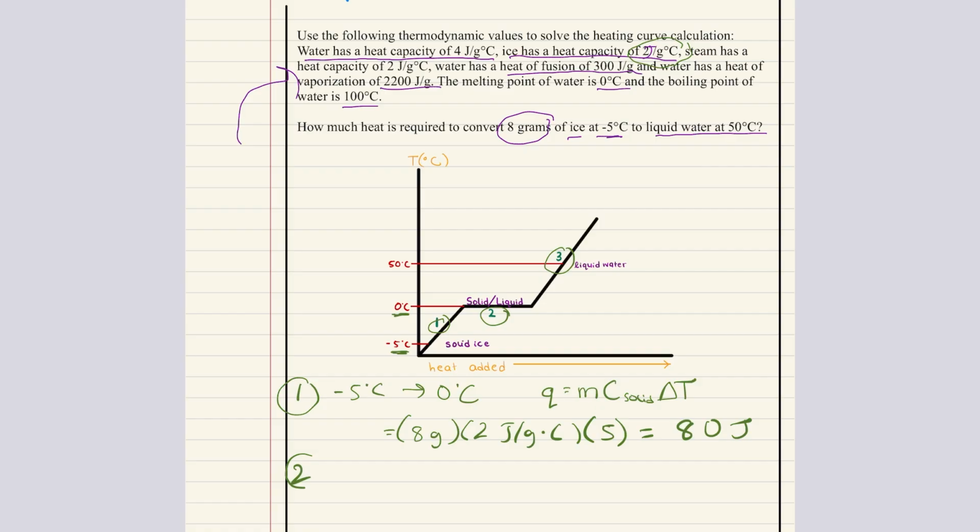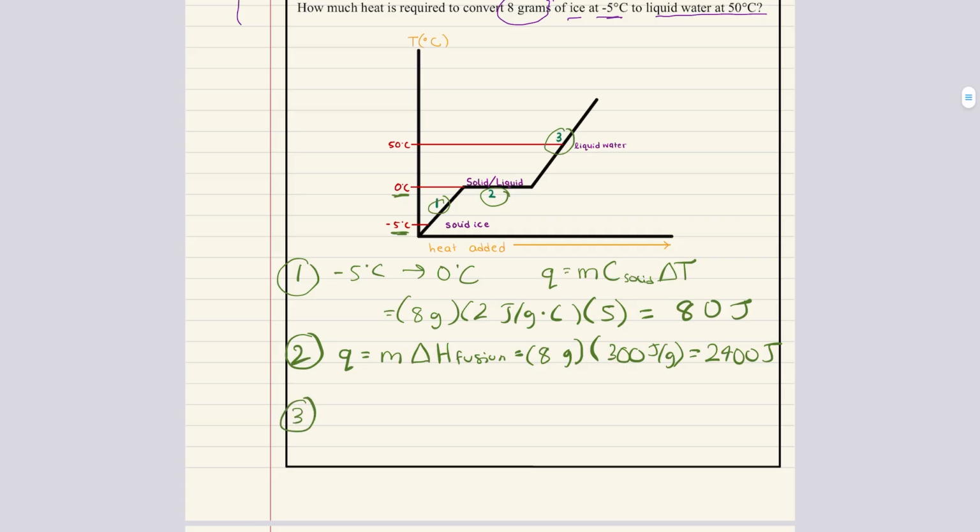Now let's do step 2. Next is the phase change from solid to liquid, and this occurs at 0 degrees Celsius, so it requires enthalpy of fusion to calculate. Since temperature remains constant, our equation is Q is equal to mass multiplied by the enthalpy of fusion. We have both of these values. Mass is 8 grams, and the enthalpy of fusion, as given to us, is 300 joules per gram. When we carry out this calculation, we get 2,400 joules. Now we can move into our third and final segment.